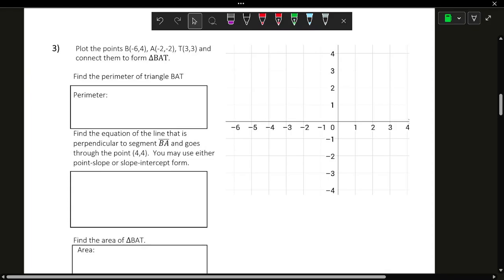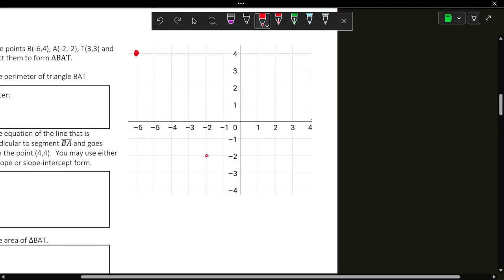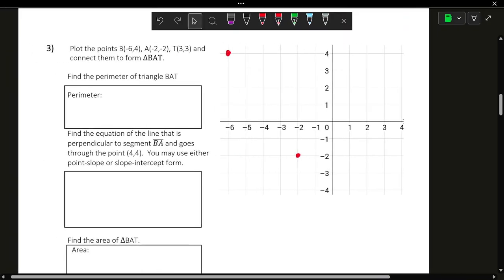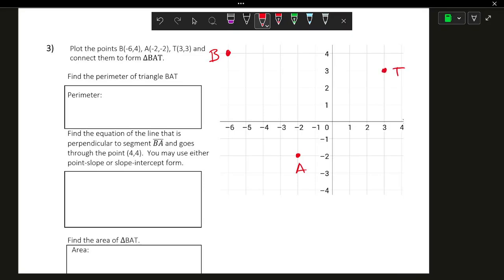Next, plot the points BAT. So first of all, B is at the point negative 6, 4. So here's B, okay. A is at negative 2, negative 2. There's A. So I've got point B, I've got point A, and T is at 3, 3. Okay, here's T. And connect them to form a triangle. Okay, so let me sketch the triangle. I've got this line segment, this line segment, and this line segment right here.